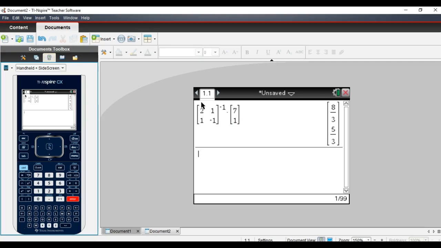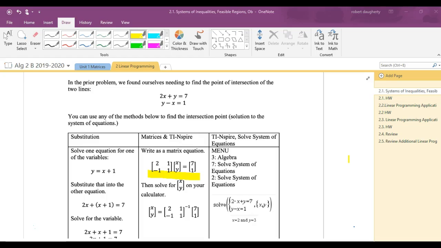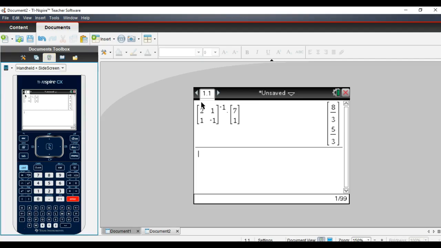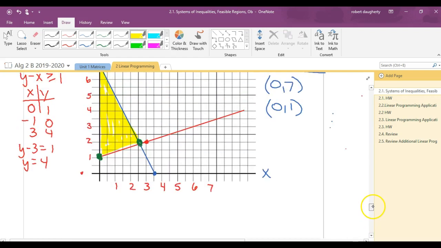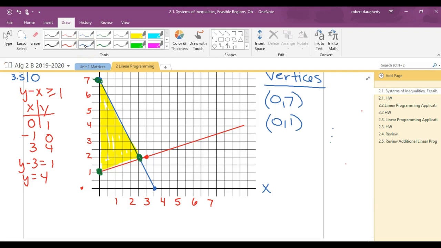Did I make a mistake? Yeah, I typed something wrong. It's 2, 1, 1, negative 1. What I did, what I told you guys not to do, is to enter this thing wrong. So x is 2, y is 3. Okay, so what did we think when we first looked at it? We thought 2.5, 3. We were wrong. So this is x equals 2, y equals 3. So this point right here is 2, 3.